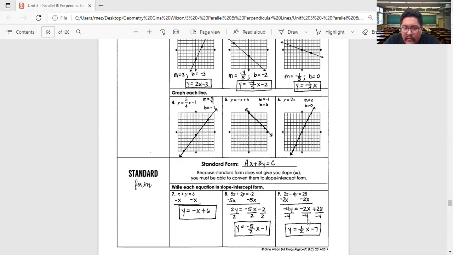2 divided by 4: 2 does not divide by 4, but we can reduce it. Negative divided by negative is positive, so we know it's going to be positive. Let's reduce it. 2 and 4 can both be divided by 2. 2 divided by 2 is 1, 4 divided by 2 is 2. That'd be x. Put the x down there. 28 divided by negative 4 is going to be negative 7. And there you go. So you're just doing the same thing, just basic algebra, moving stuff around.